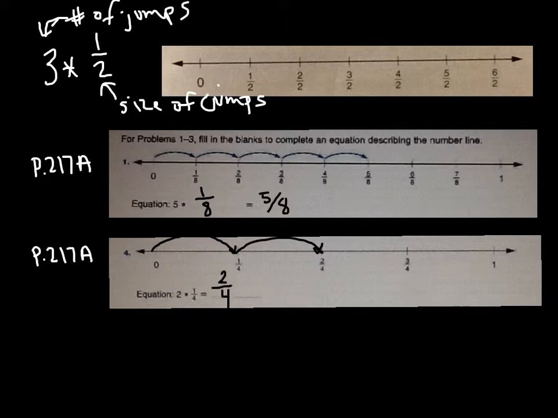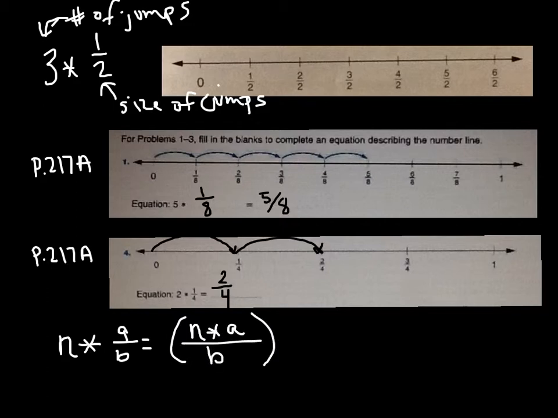When multiplying fractions, there is an algorithm or a rule that you can follow to help you figure out the answer. And that is n, which stands for any whole number, times a over b, which stands for any fraction, equals that whole number times your numerator over that same denominator.